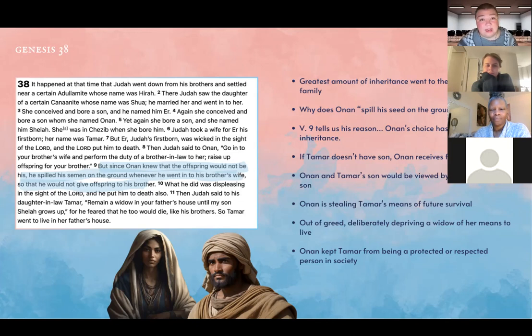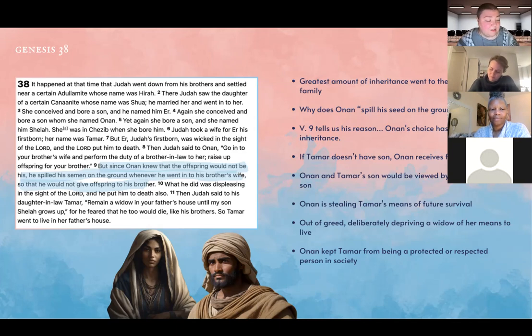Onan's choice has to do with inheritance. If Tamar, his older brother's widow, bears a son, then she gains access to the largest portion of the inheritance. But if Tamar does not bear a son, then Onan becomes the next in line. He receives the lion's share. Onan doesn't want to lose that to an offspring that would be viewed in their society as the son of the heir, even though the child would biologically be Onan's.